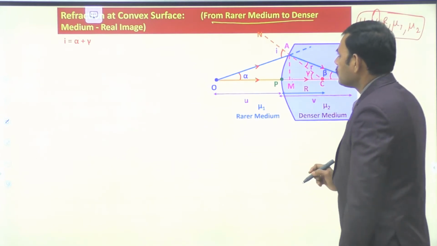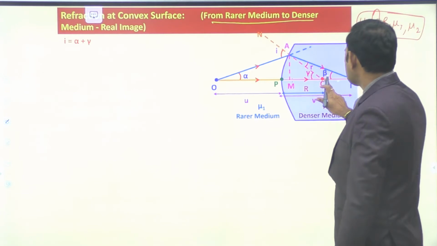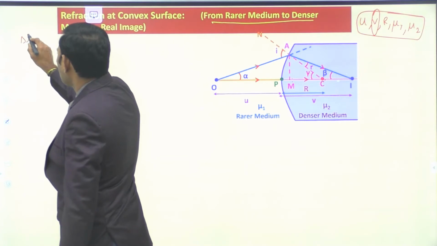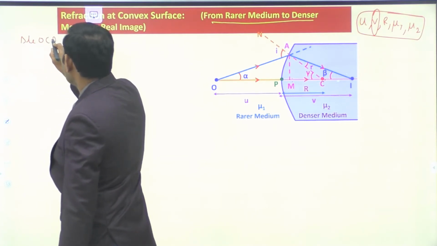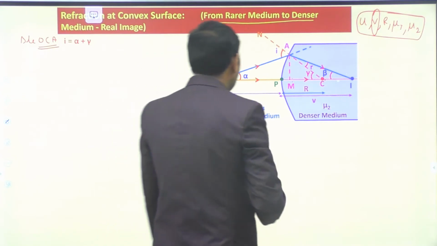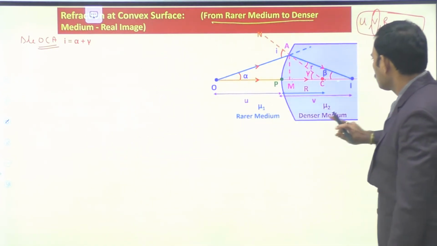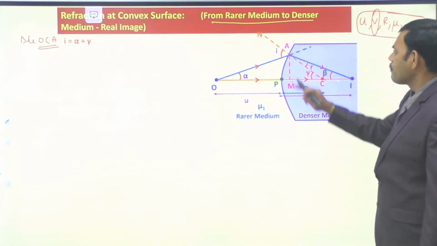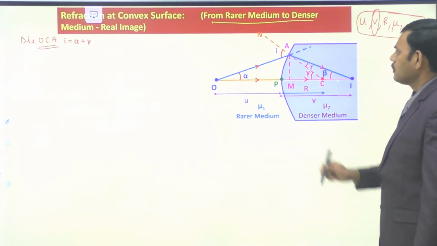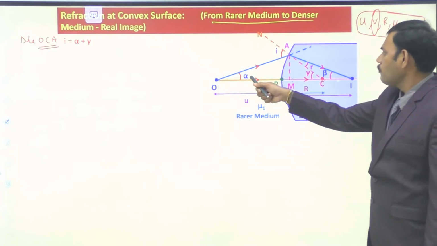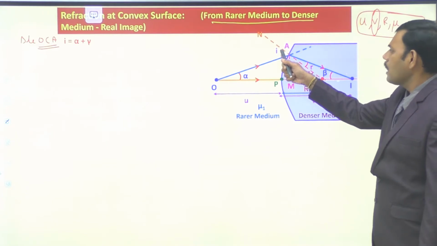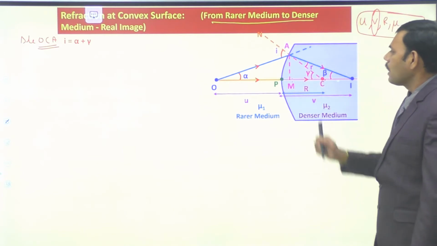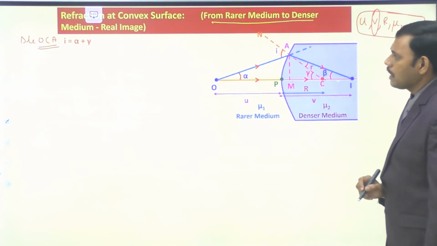Let us consider the triangle OCA. Students, look into it carefully: O is the object, C is the center of curvature, A is the point of incidence. For this OCA triangle, i is equal to alpha plus gamma. i is the external angle for this triangle, and the external angle is the sum of the internal angles, so i is equal to alpha plus gamma.